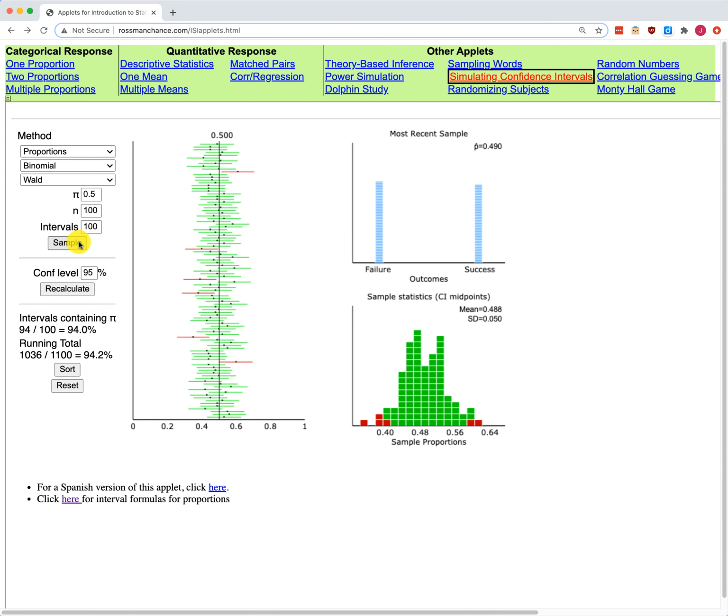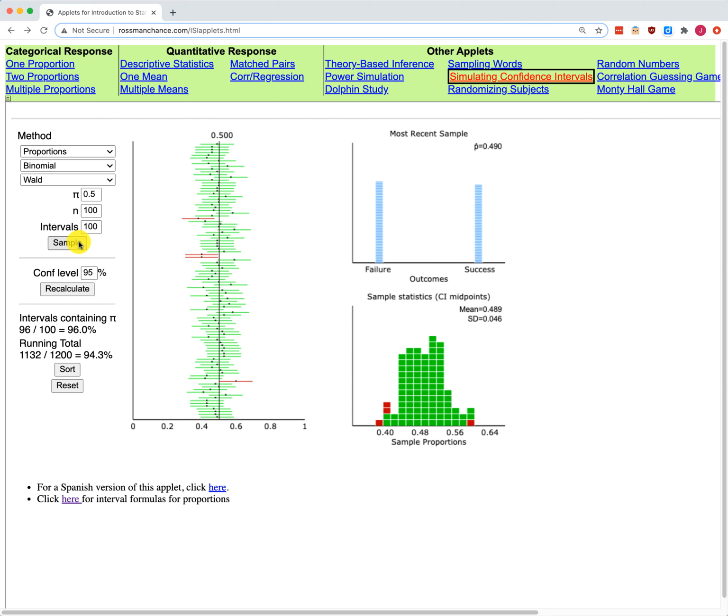So in this part of the activity, I want you to look at what happens when you change the confidence level from 95% down to 80%. What just happened to the confidence intervals? Go back to 95. Pushing recalculate. What do you notice? What happens to the actual graph with the red and green bars? What happens to the intervals containing pi?